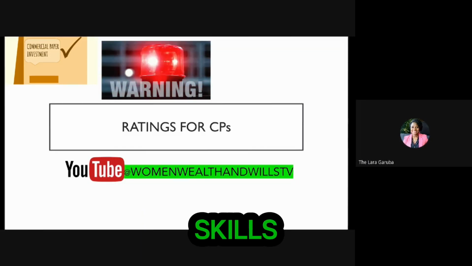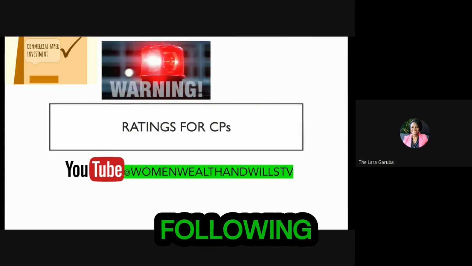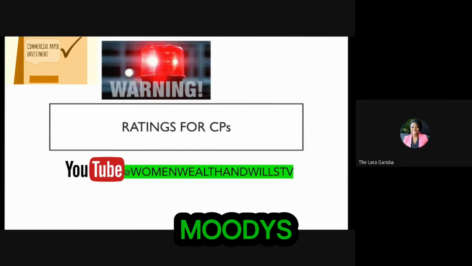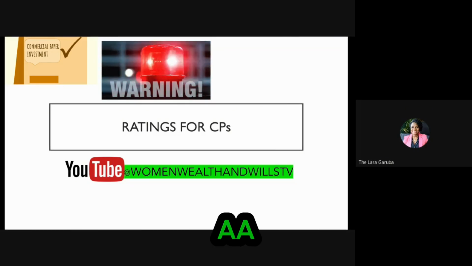Examples of rating scales. Major rating agencies use the following scales. For Moody's, their highest is AAA to C, C is the lowest. For S&P, their highest is also AAA to D, D being the lowest. Fitch, their highest is AAA to D, D being their lowest.